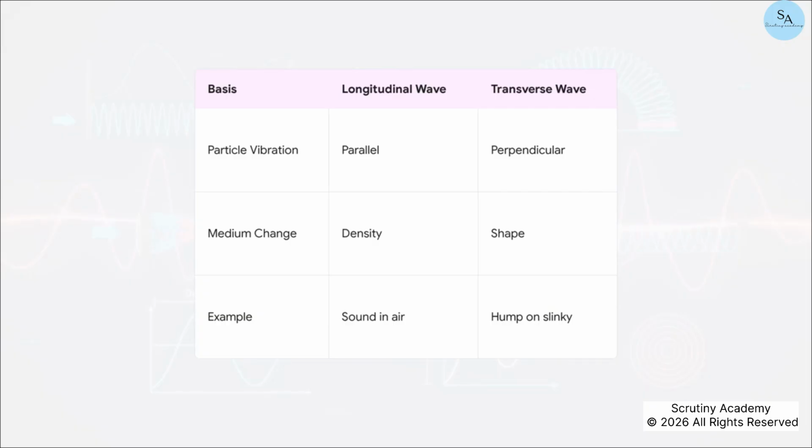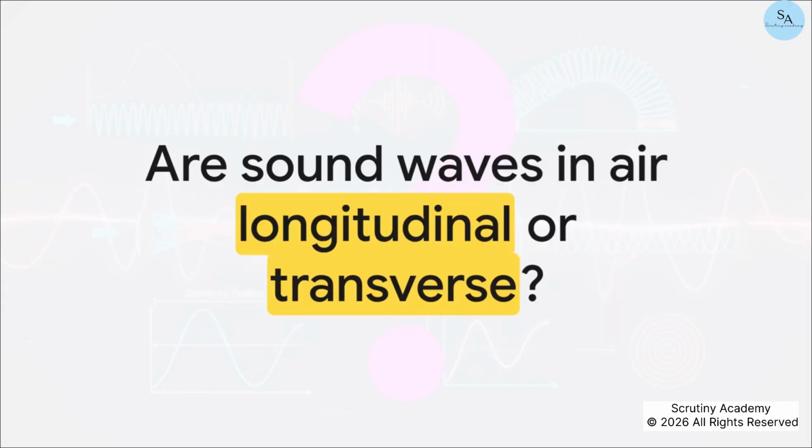Okay, let's put these two suspects side by side and really break it down. For a longitudinal wave, the particle vibration is parallel to the wave direction, and it causes a change in the density of the medium, you know, our compressions and rarefactions. For a transverse wave, the vibration is perpendicular, and it creates a change in the shape of the medium, like that hump on the slinky. So, what about sound? All right, the moment of truth.